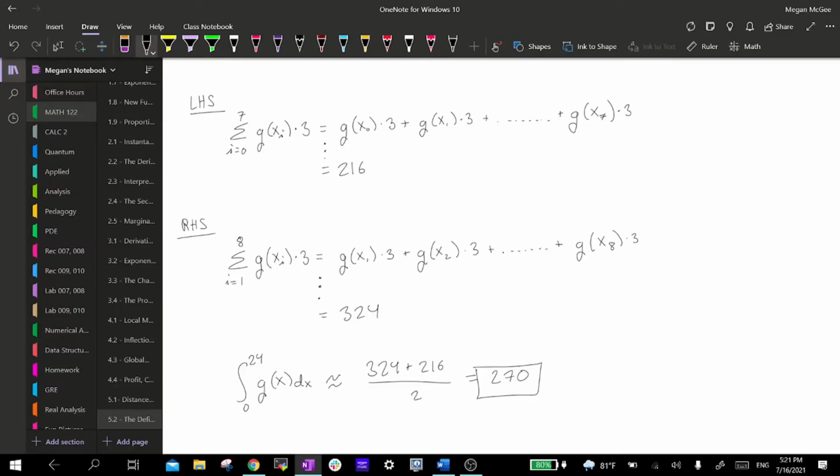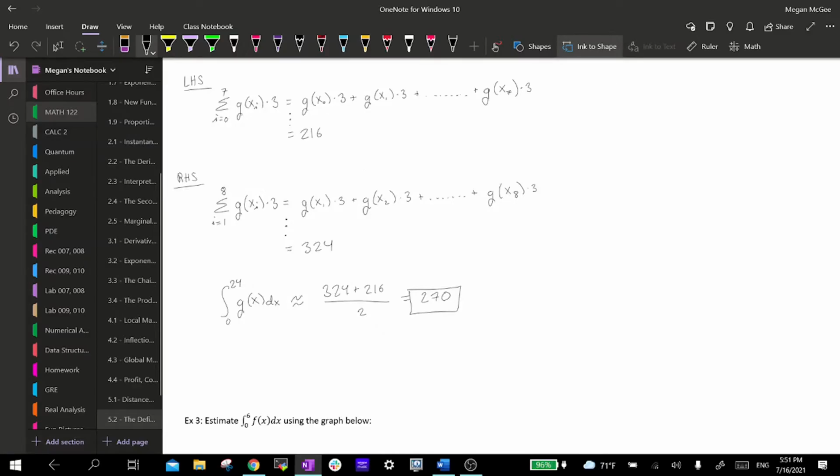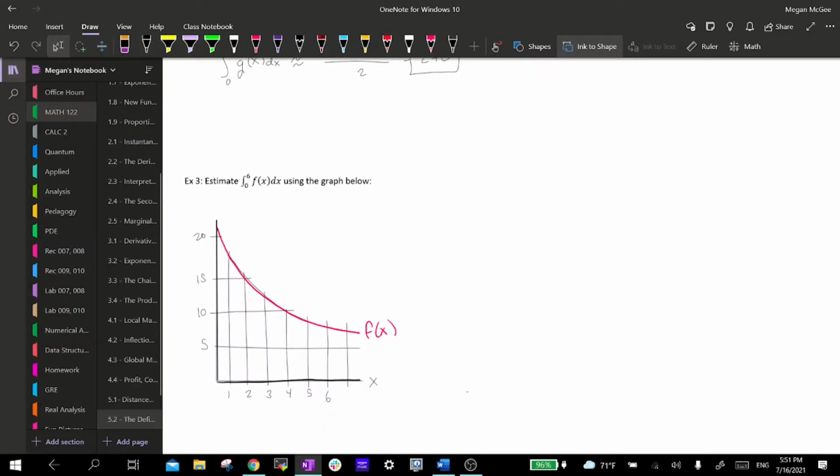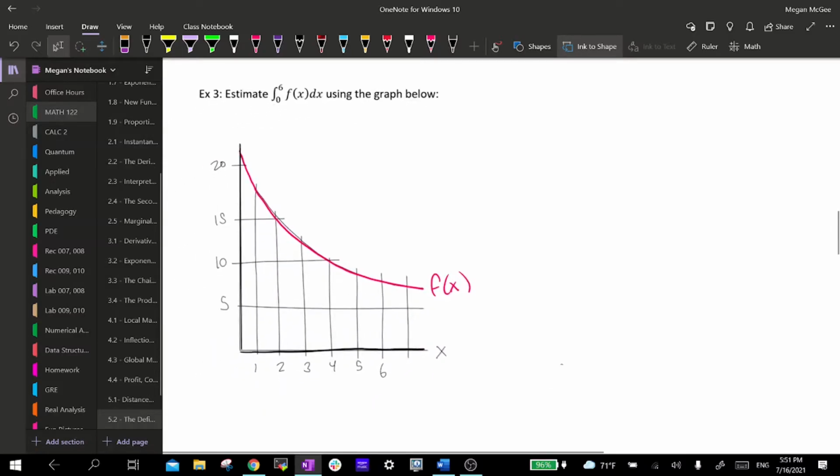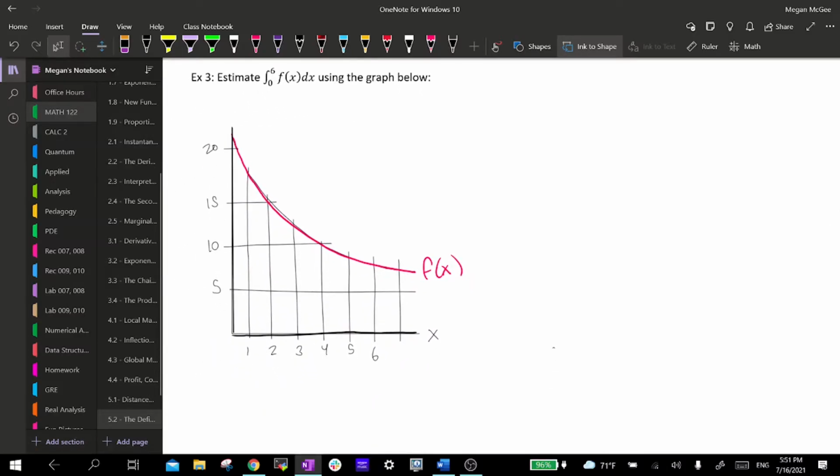Alright, so we had one example using the given function. This example, we were given a table of values. And our next example, we are given a graph. I apologize for my little hand-drawn graph over here, but it's the best I got for the moment. Alright, so the method we're going to use is simply counting the boxes. Alright, so we're going to try to estimate the area under the curve by counting the number of boxes.